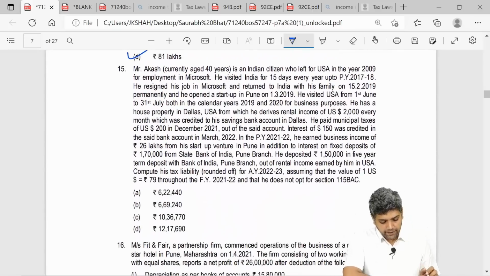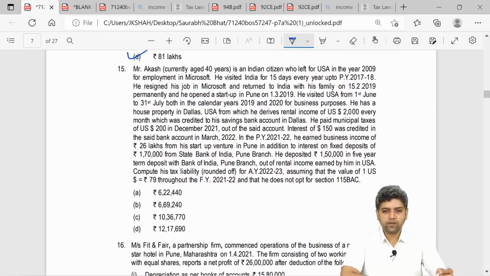Next one, Mr. Akash, currently aged 40 years, is an Indian citizen who left India in 2009 for employment in Microsoft. He visited India for 15 days every year up to previous year 17-18. He resigned his job in Microsoft and returned to India with his family on 15th of February 2019. Returned permanently and he opened a startup in Pune on 1st March 2019.